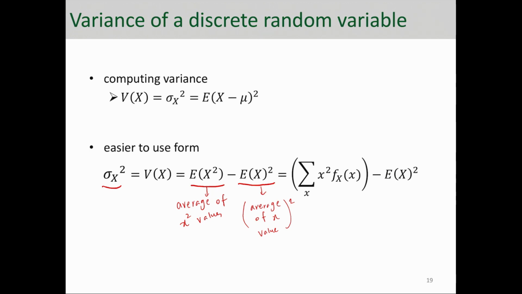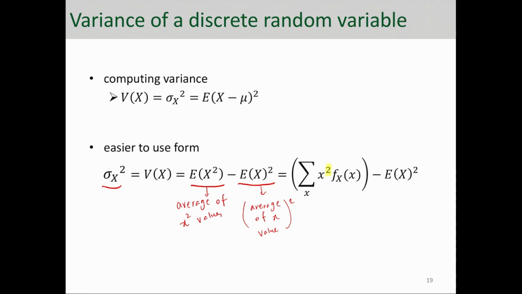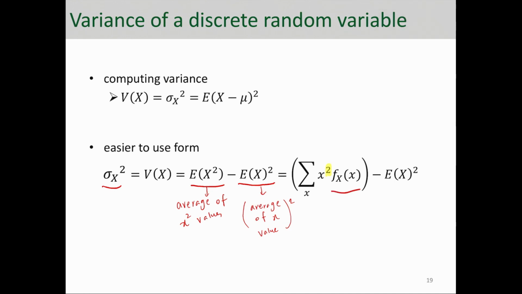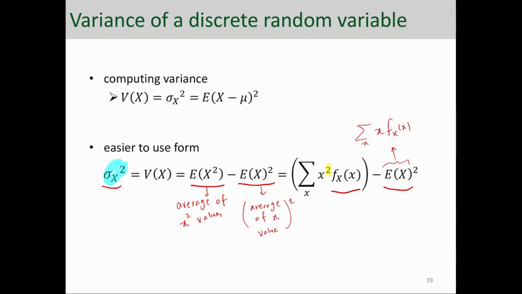How do we take the average of x squared values? Well, you follow the expected value formula that we talked about earlier, but instead of x, you have x squared times the probabilities, minus expected value of x, squared. Well, we already know that expected value of x is the summation over x values, x times f of x. And this is how you calculate variance.